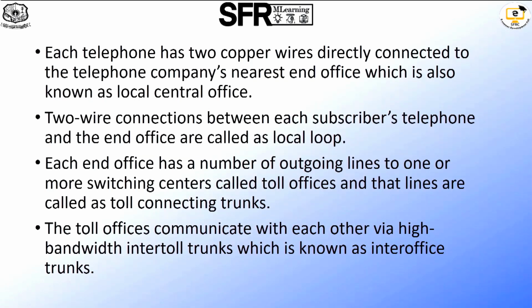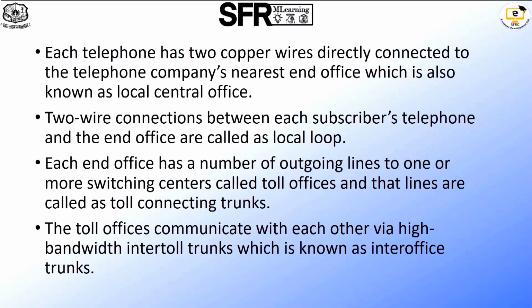Each telephone has two copper wires which are connected directly to the telephone company's nearest end office, which is called the local central office. The distance coverage of this is 1 to 10 km. The two-wire connection between each subscriber's telephone and the end office is also known as the local loop. If a subscriber attached to a given end office calls another subscriber attached to the same end office, the switching mechanism sets up a direct electrical connection between the two local loops, and this connection remains intact for the duration of the call.